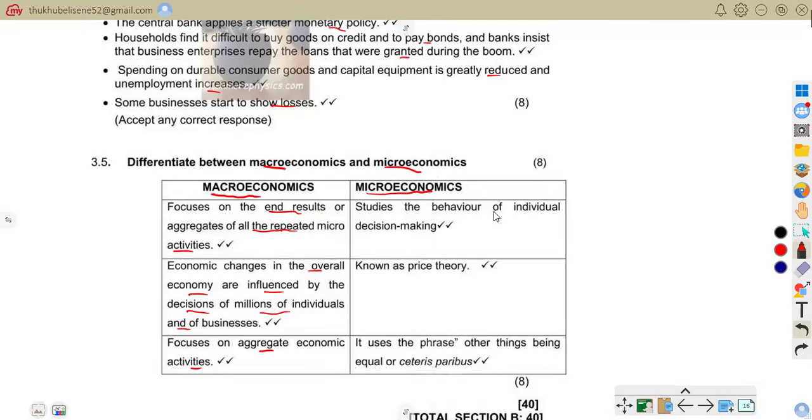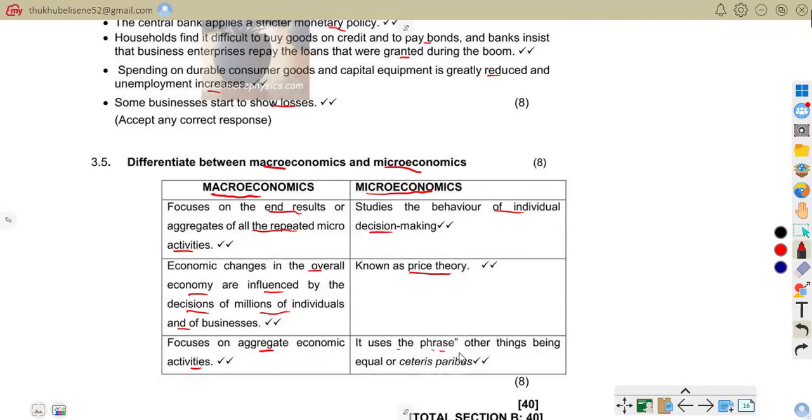Microeconomics studies the behavior of individual decision making. Meaning to say, it focuses on how individual consumers and businesses make choices. For example, a student choosing between buying airtime or buying lunch. It is also known as price theory. It explains how prices are formed using demand and supply. For example, if there is a high demand for iPhones, the price increases. That is what is known as price theory.